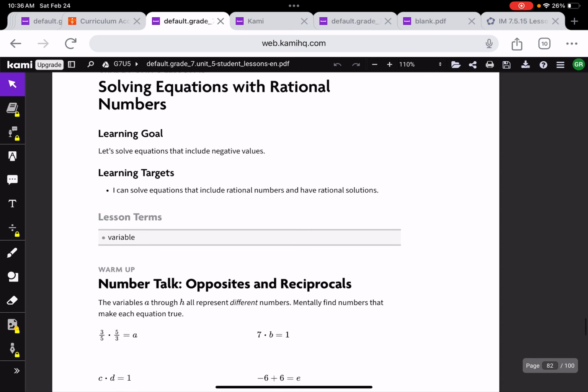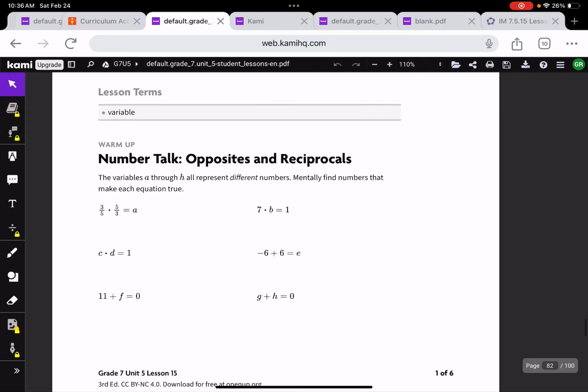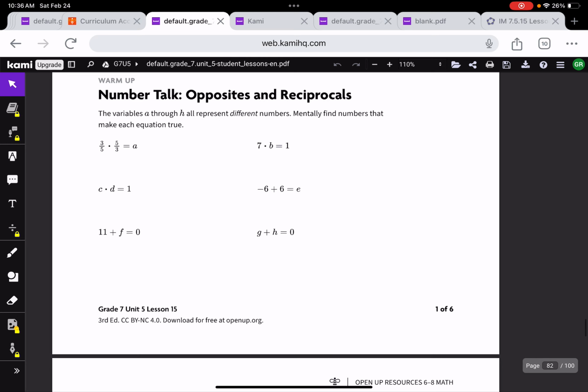First off, it says I'm going to solve equations that include rational numbers and have rational solutions, just meaning we're going to solve some stuff that involves positives and negatives. So first off, this warm-up is very important because it's pretty much what this lesson is going to involve the entire time. So let's take a look at it.